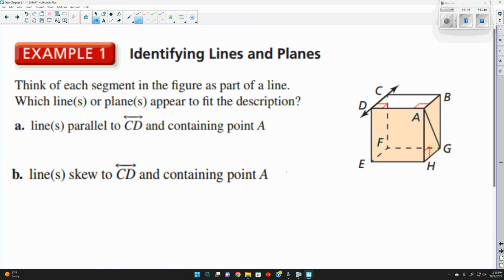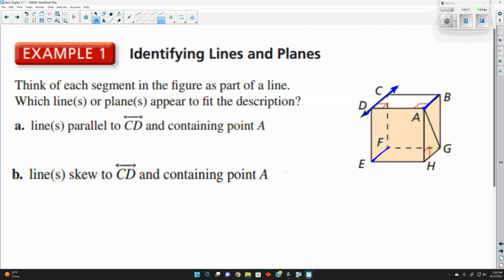So if we look at this first example here, think of each segment in the figure as part of a line. Which lines or planes appear to fit the description? Our first one, lines parallel to CD and containing point A. They already drew CD for us here and contain point A. For it to be parallel, it has to be in the same plane, yes? So there's two lines that are actually parallel to CD. One of them is EF and the other is AB.